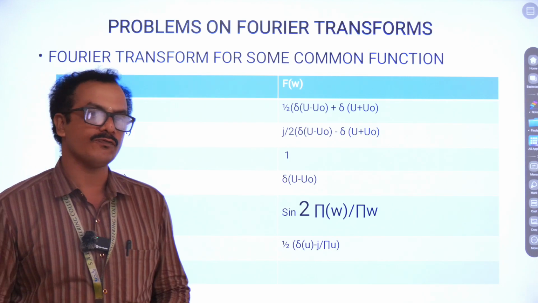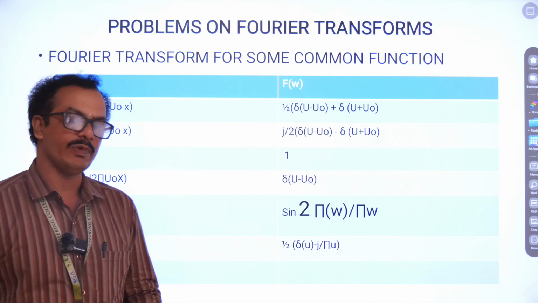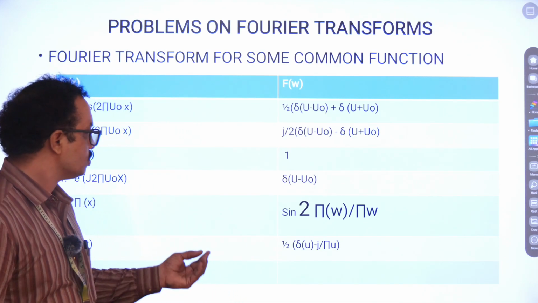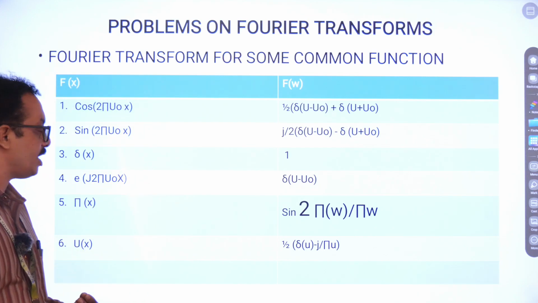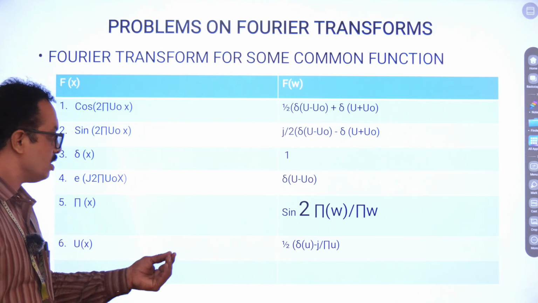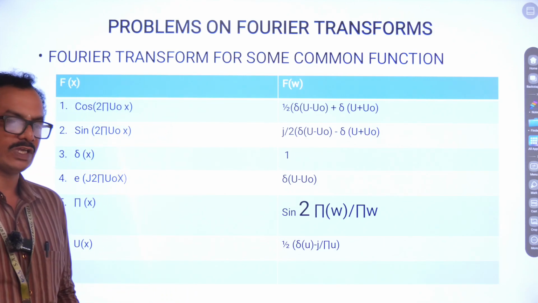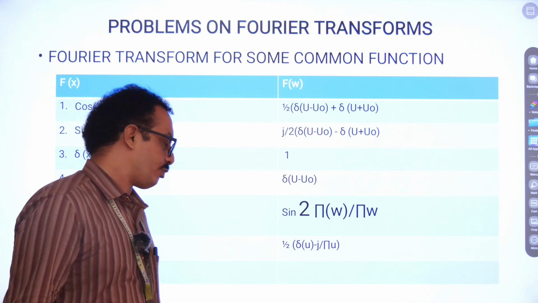When I take the Fourier transform of delta of x, it is the impulse signal. The impulse signal exists only at the origin, where it has the value 1. So when I take the Fourier transform, the answer will be 1. Similarly, when I take e power j 2 pi u naught x, the answer will be delta of u minus u naught. Similarly, when I take the rectangular pulse pi of x, I get the answer as sine of pi omega by pi omega, squared.